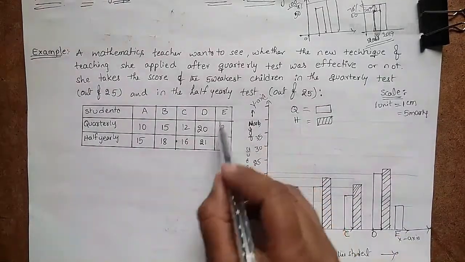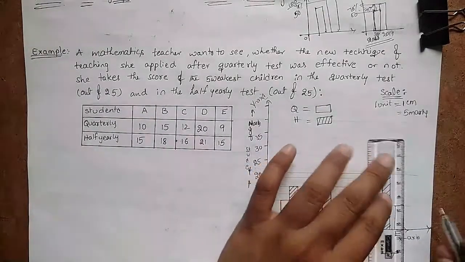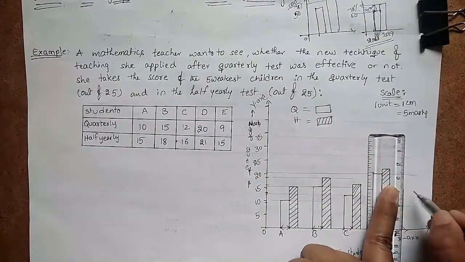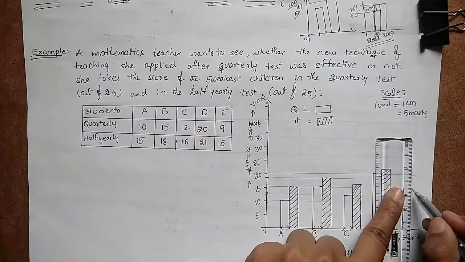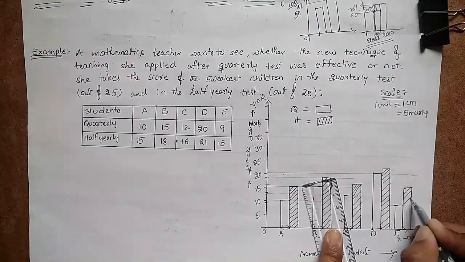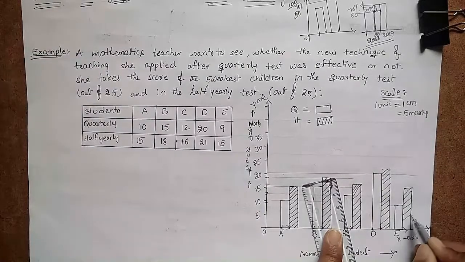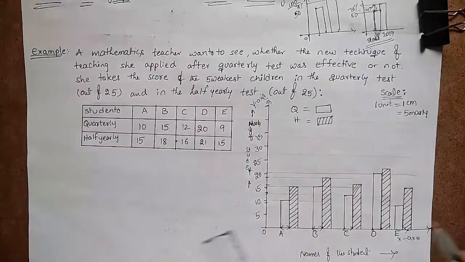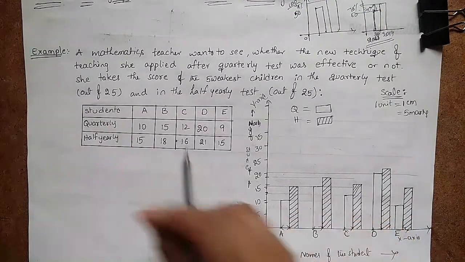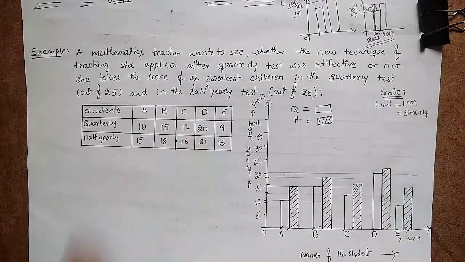Next, last but not the least, E is 15. Make it like this, 15 is here. So it was the 15 line, same width. We have to shade throughout the half yearly marks like this. If they ask any question like whether there is any change between quarterly and half yearly, we can tell easily. We cannot take the data from the numbers, but we can easily tell by visualizing the double bar graph.